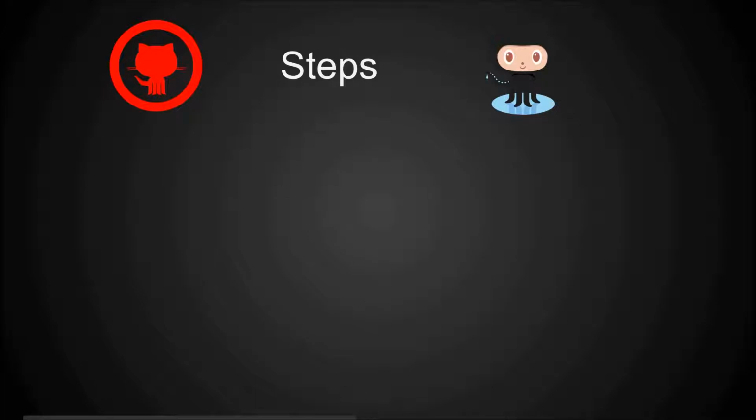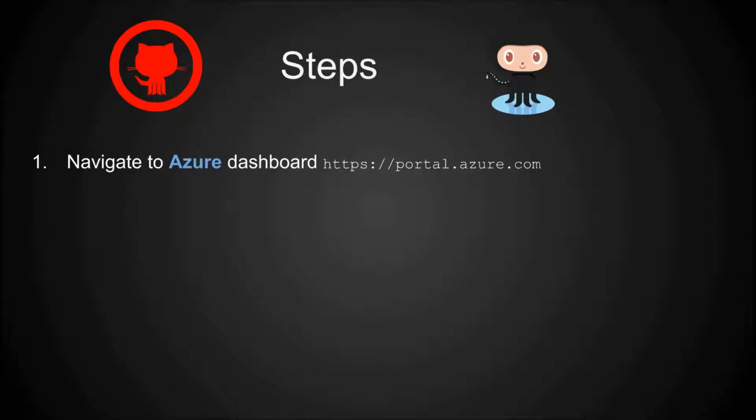Let's look at the basic steps before we run through it. Step 1, navigate to your Azure dashboard. Here's the URL if you don't recall it. Select your app service that you're hosting there.